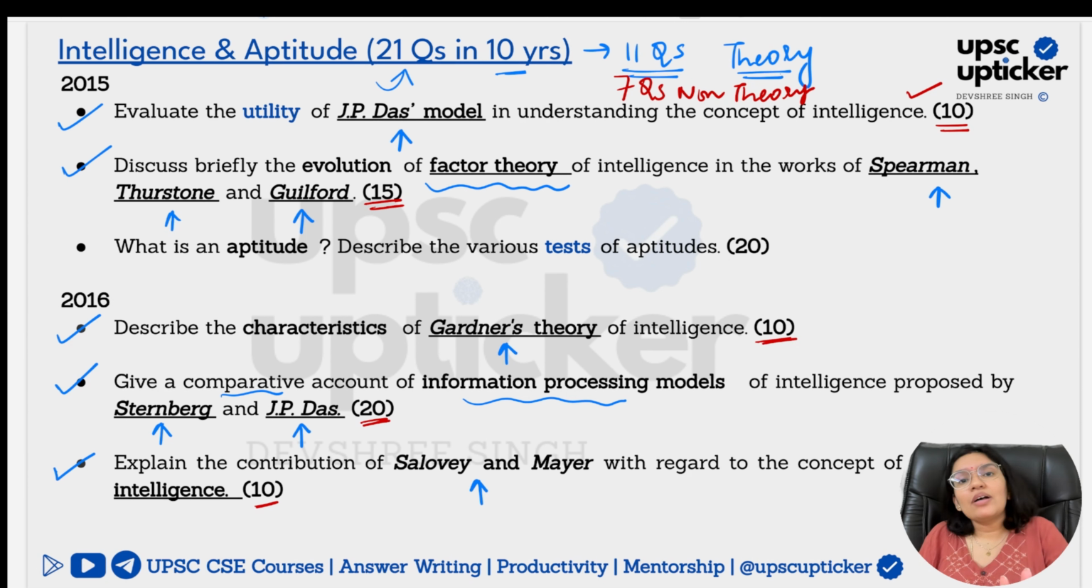And they have asked you 7 questions which are non-theory based in the mandatory section. So you need to see the nature of these questions too. Some questions are on aptitude, some on environmental factors. These questions are also easy. It is not that these questions are very difficult, and you cannot answer them. Very easy, easily doable.